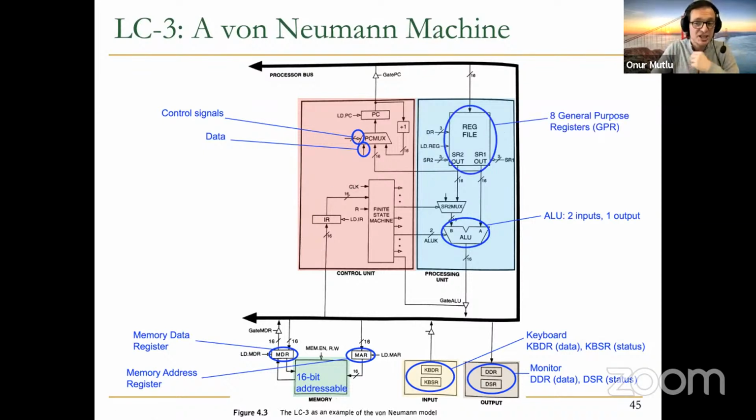But you can see there are 8 general purpose registers. This is temporary storage in the processing unit. And we're going to see more of this processing unit later on when we talk about instructions in a little bit.